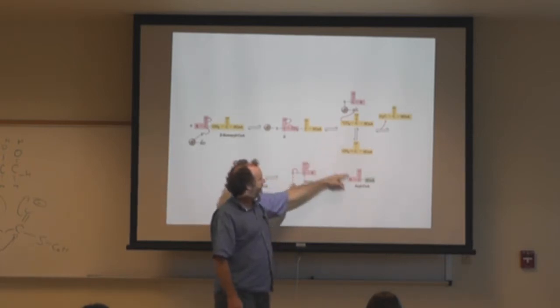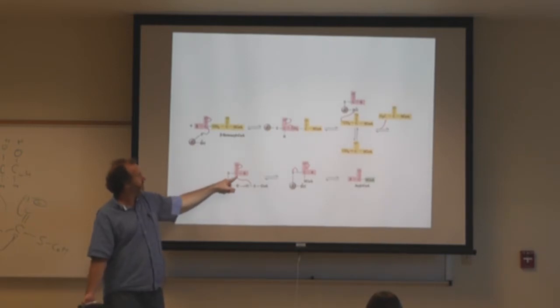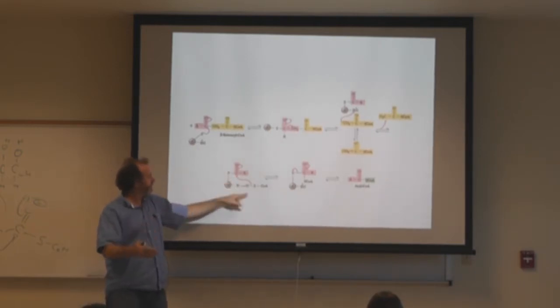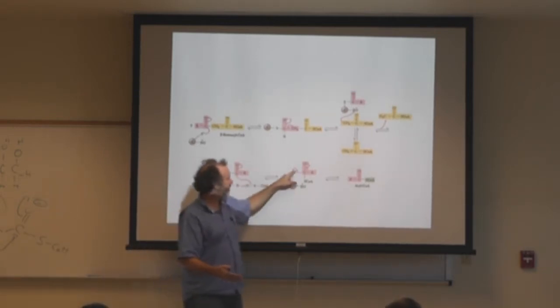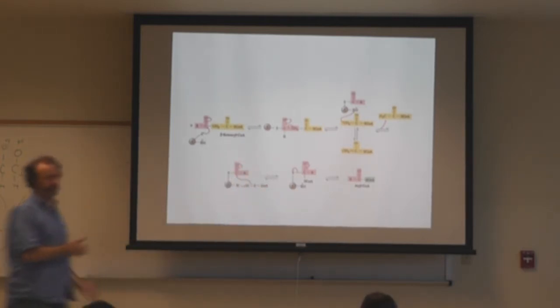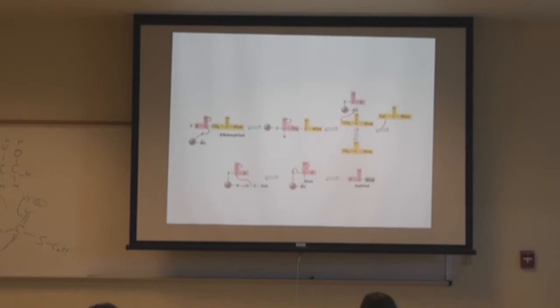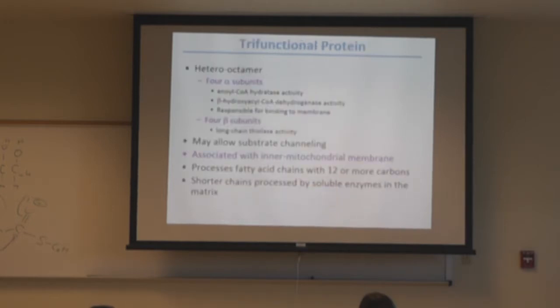And then the next step is here. You still have this covalently bound 2 carbon shorter free fatty acid. Coenzyme A then comes in and attacks that carbonyl, and you get release of the enzyme and acetyl-CoA that's 2 carbons shorter than it was before. And this is the overall steps 3 and 4 here. 2 carbons shorter. So the enzyme that does this is a trifunctional protein.